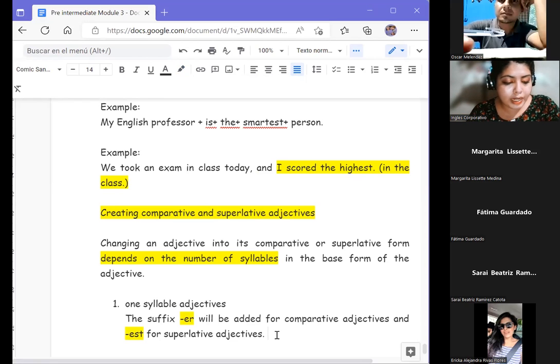And it says, when the adjective has a single vowel between two consonants, the second consonant will be doubled.